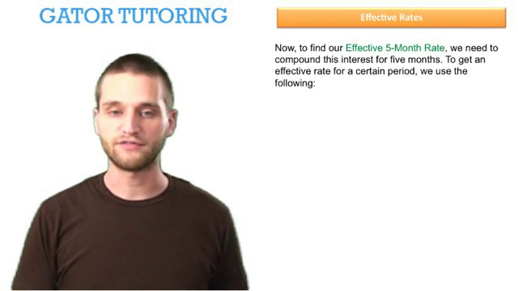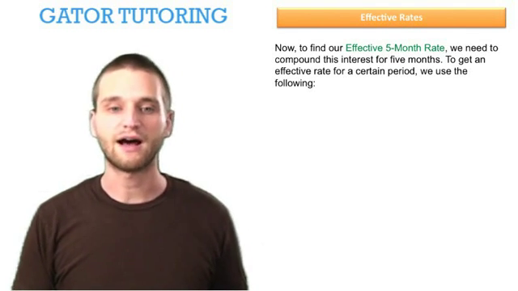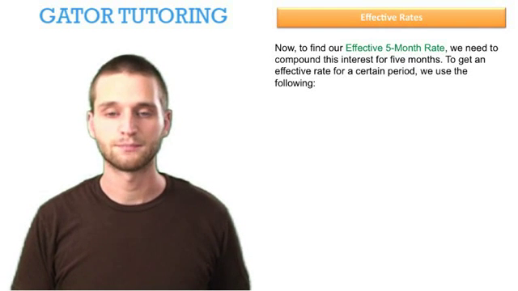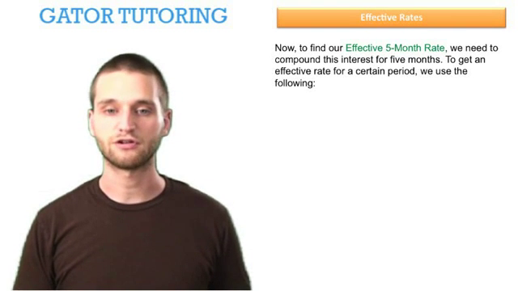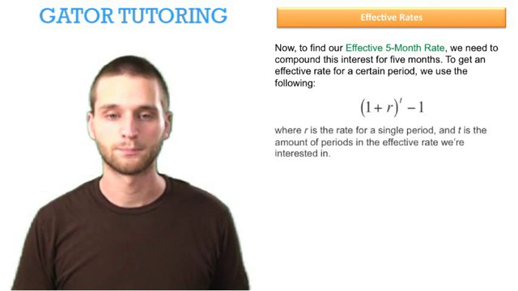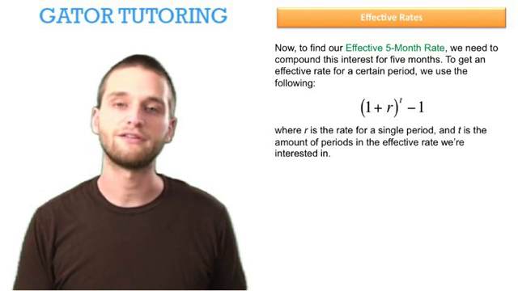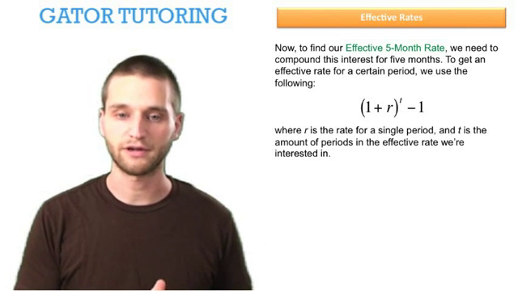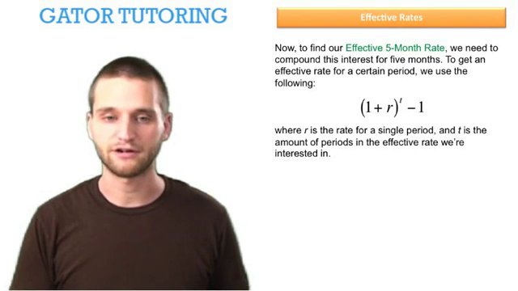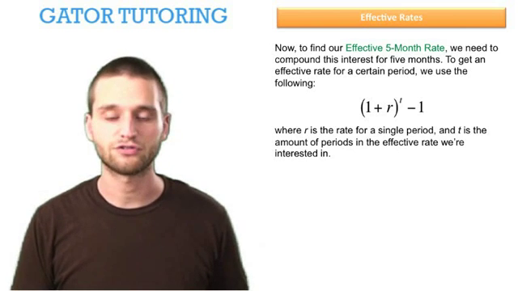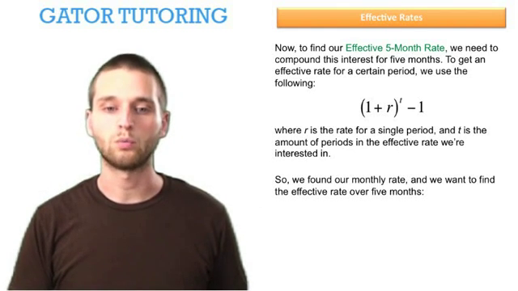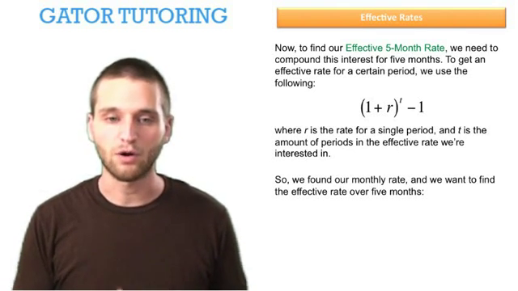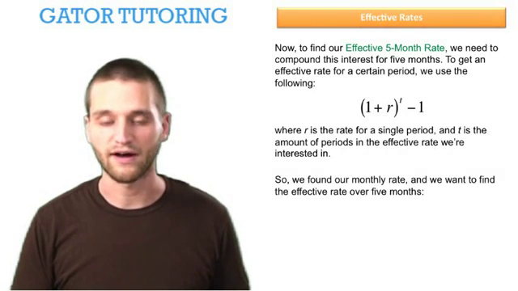Now, to find our effective 5-month rate, we need to compound this interest for 5 months. To get an effective rate for a certain period, we use the following: 1 plus R raised to the T, minus 1, where R is the rate for a single period, and T is the amount of periods in the effective rate that we're interested in. So we found our monthly rate, and we want to find the effective rate over 5 months.